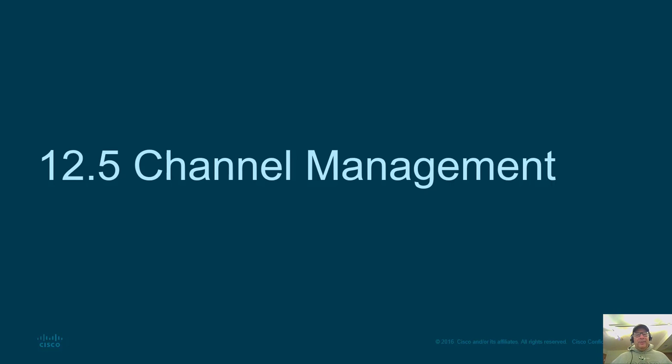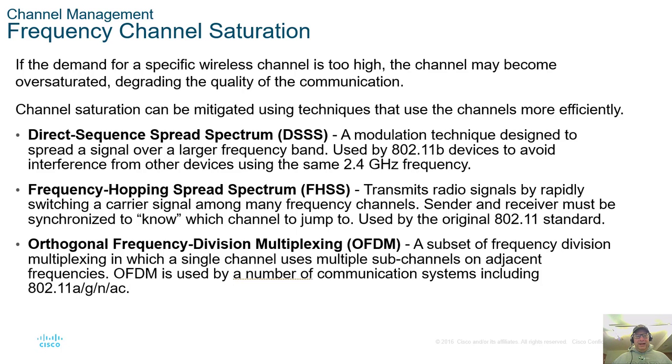The next section we want to talk about in this particular video is channel management. When they get into channel management, they talk about three different types of frequency channel saturation. There's something called DSSS, Direct Sequence Spread Spectrum. This is the origination of what 802.11 used to do. And this is based on the idea that we can run a low amount of signal across a wide spectrum, and it'll be picked up by another device.